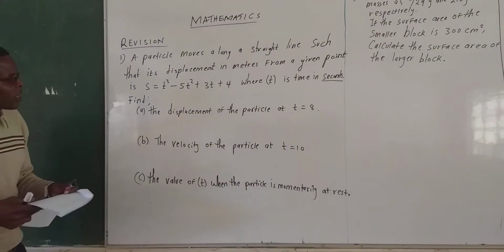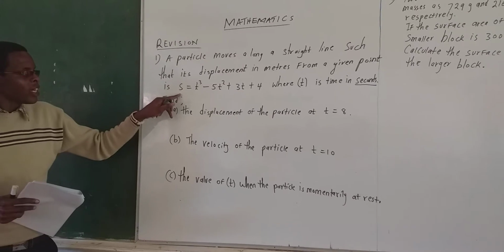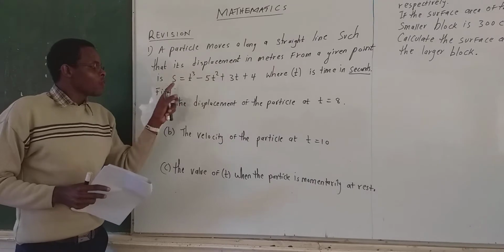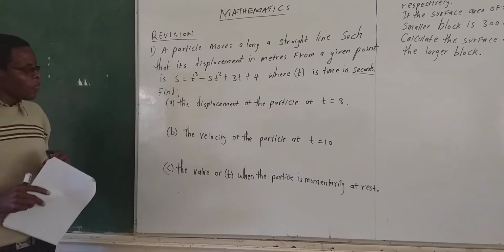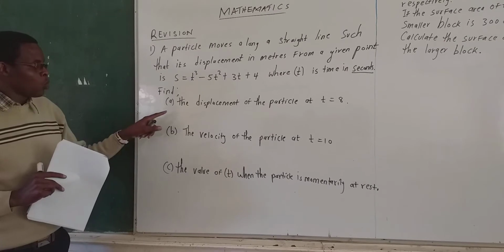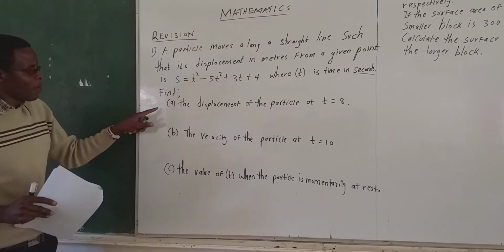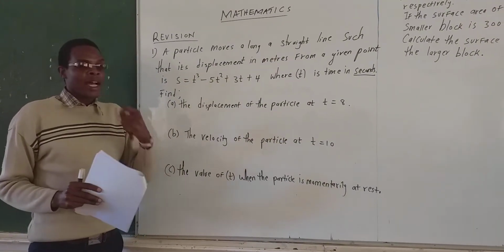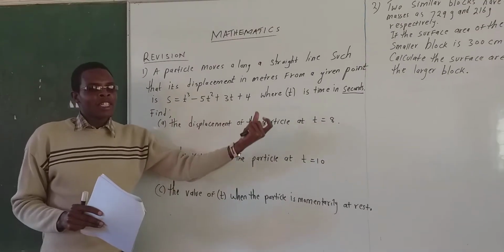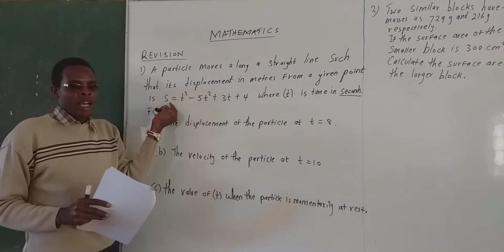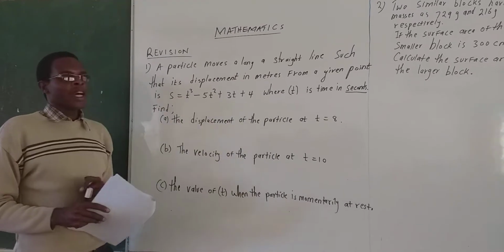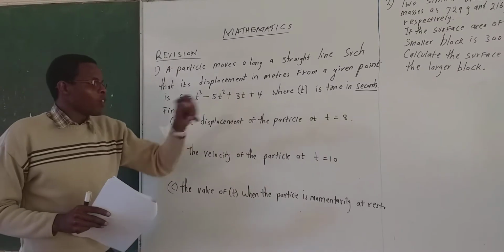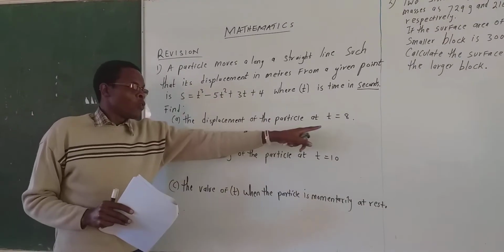Now, we have the displacement S in differentiation. S stands for displacement, and in this case, displacement stands for distance. If we go to the question, we have question number 1: find the displacement of the particle at t equal to 8. I've said t stands for time in seconds, and displacement is abbreviated as S. Initially it was D, but currently it is abbreviated as S. So we have to find the displacement of the particle when time is equivalent to 8 seconds.